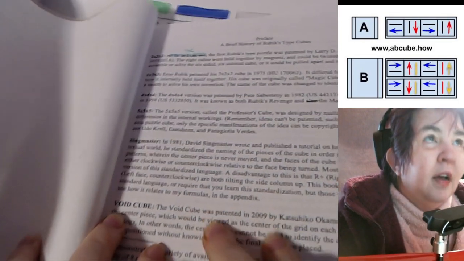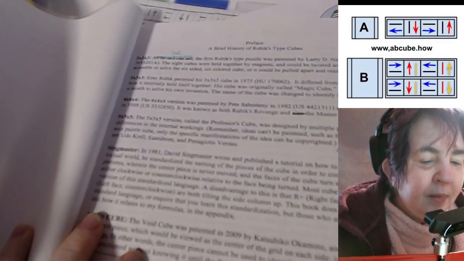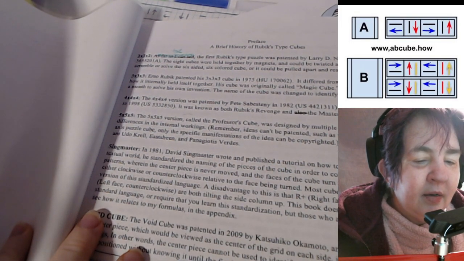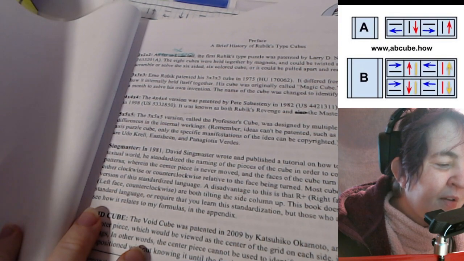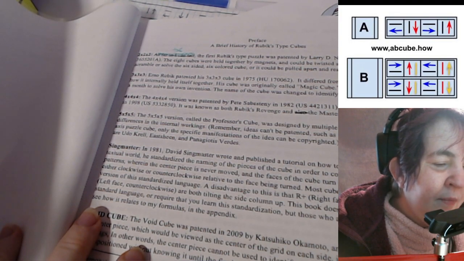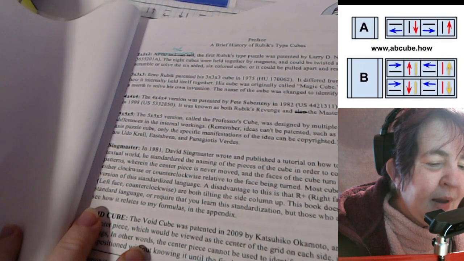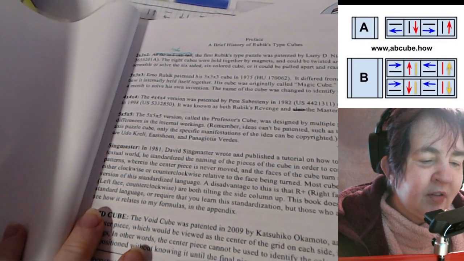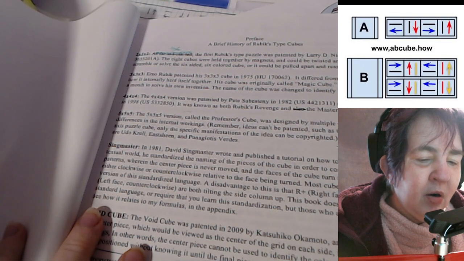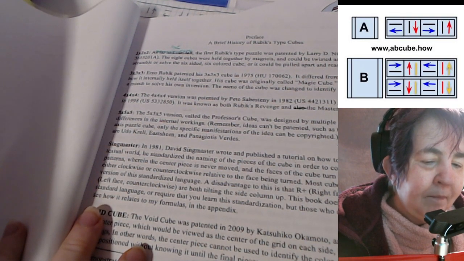As far as I can tell, the first Rubik's type puzzle was patented by Larry D. Nichols in 1970 with a U.S. patent number of 3655201A. The 8 cubes were held together by magnets and could be twisted around the axis to scramble or solve a 6-sided, 6-colored cube, or it could be pulled apart and reassembled.